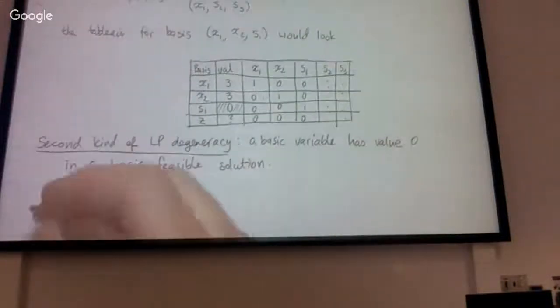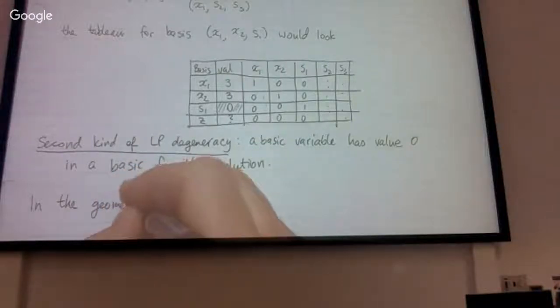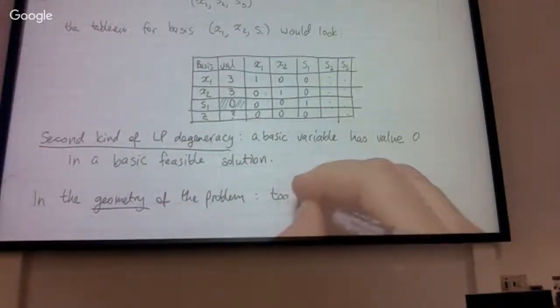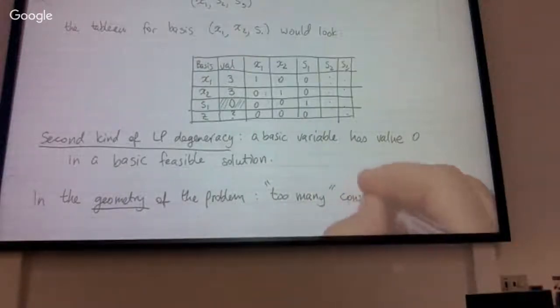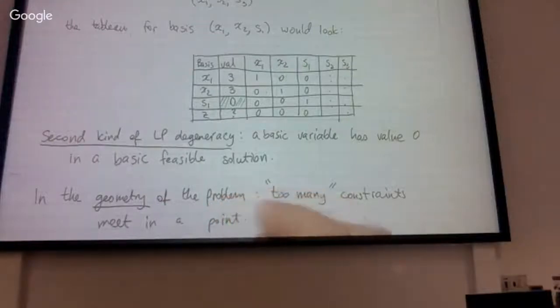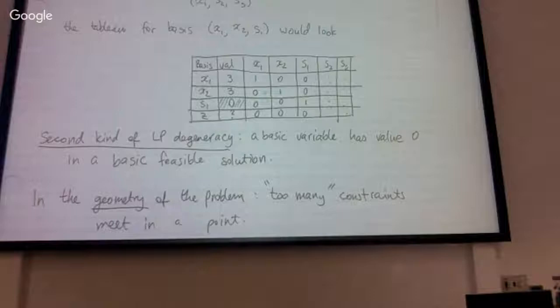Okay, so what it means is, in the geometry we've just seen, it means that too many constraints meet in a point. What does too many mean?